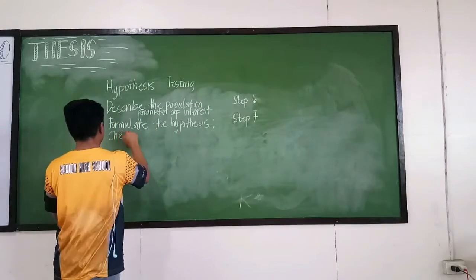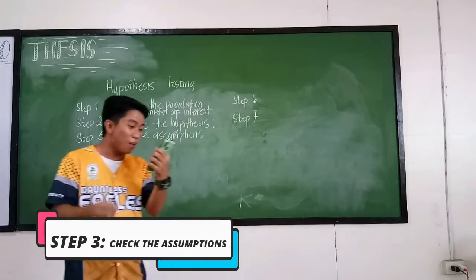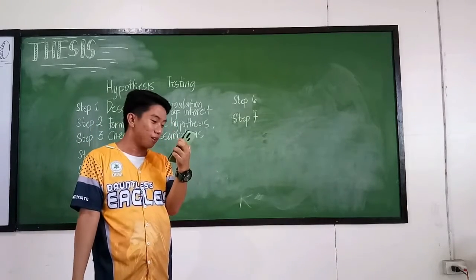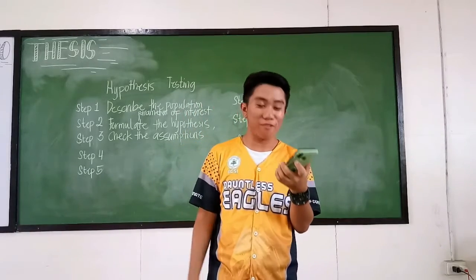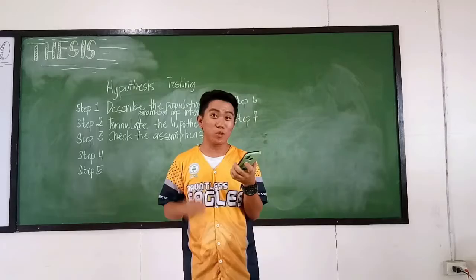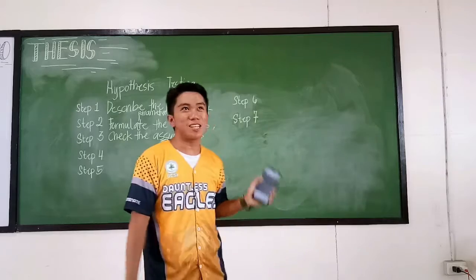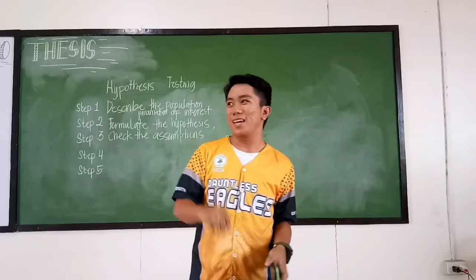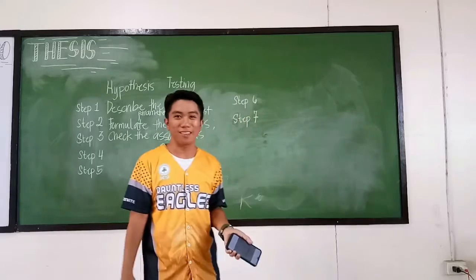Step 3. Step 3 is to check the assumptions. Whether it is two-tailed or one-tailed hypothesis, we're going to determine if the sample size is large enough for the central limit theorem to apply. If yes, are the samples selected randomly? In this step, we're going to check if the given sample population is kung pasok ba siya sa central limit theorem natin.